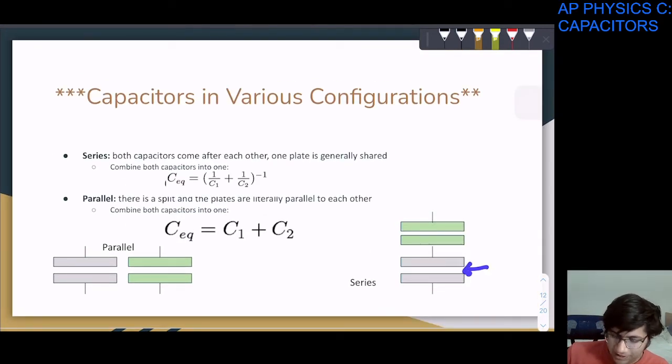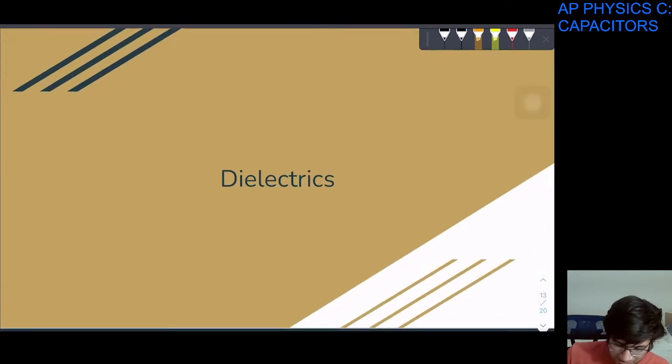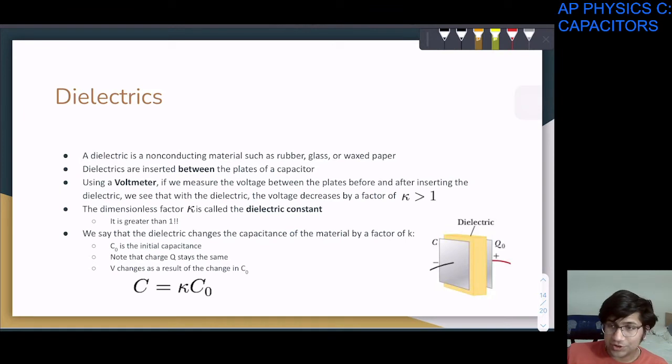Now dielectrics are a super important concept, and we just talked about capacitors, and in these capacitors there is an air gap between the plates, and for dielectrics we're going to insert a material in between. A dielectric is a non-conducting material, such as rubber, glass, or wax paper, and it's inserted between the plates of the capacitor.